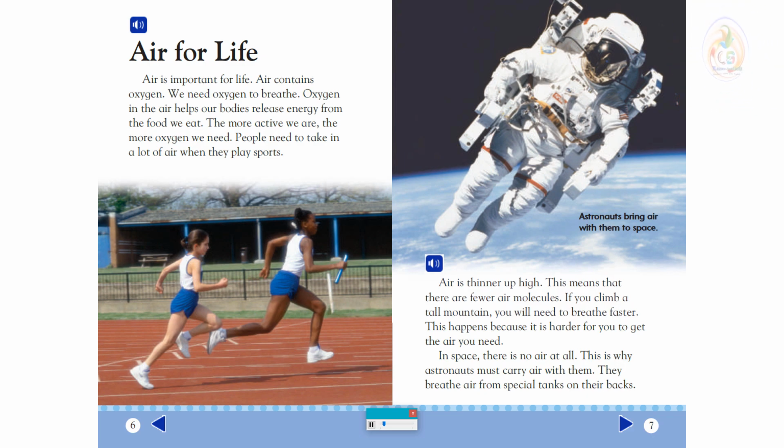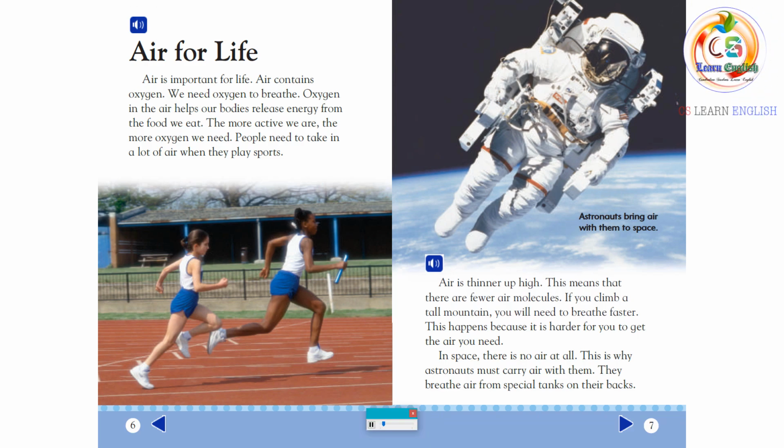Air for life. Air is important for life. Air contains oxygen. We need oxygen to breathe. Oxygen in the air helps our bodies release energy from the food we eat. The more active we are, the more oxygen we need. People need to take in a lot of air when they play sports.